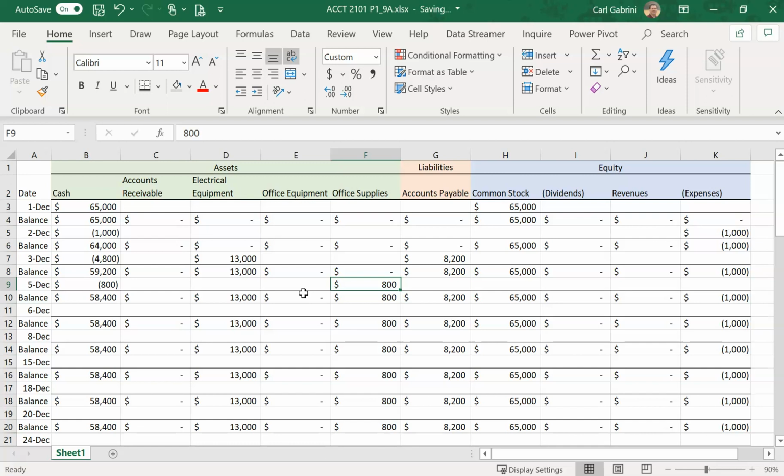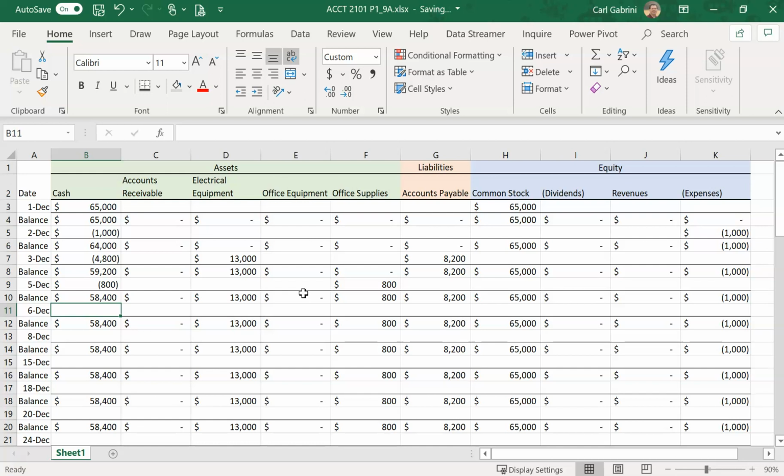Nothing happened on the other side of the accounting equation. Remember, it's assets on one side, liabilities and equity on the other side. Both parts of this transaction occurred on the asset side of the equation. So you had a decrease in cash and an increase in office supplies, which is perfectly fine because it still leaves everything in balance. Okay?